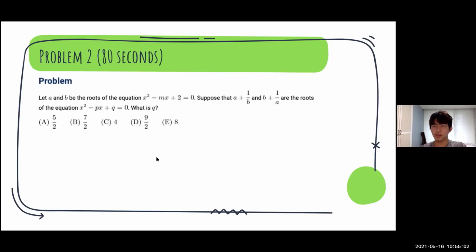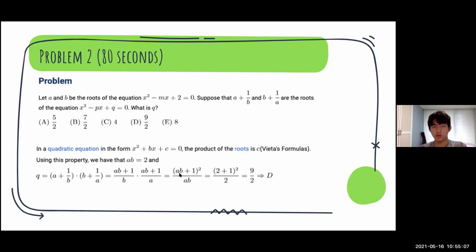Okay, so 80 seconds passed, and I'll go over the solutions. We also use Vieta's formula here, and we're finding the value of q. In this case, q equals the product of these two, a plus 1 over b and b plus 1 over a. If we multiply this, it equals (ab plus 1) squared over ab.